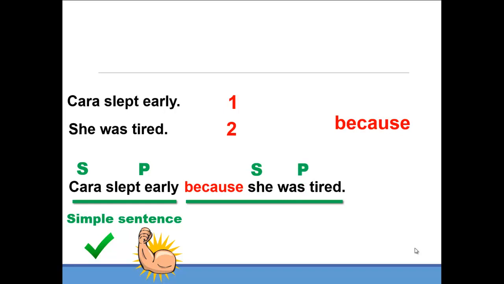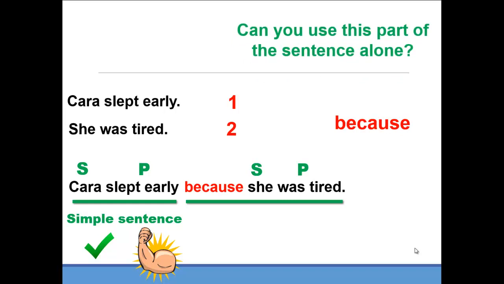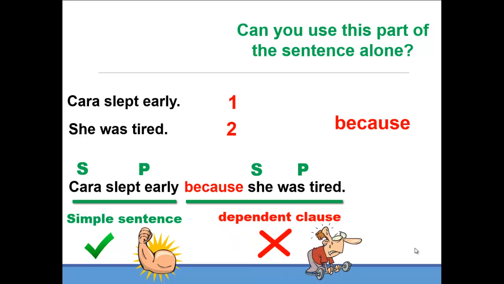But can this part of the sentence be used alone? Can you use this part of the sentence alone? Because she was tired. What happened? I don't know. Repeat it in your mind. Because she was tired. Can you use this part of the sentence alone? Does it make sense? No, it doesn't. It cannot be used alone. So it is a dependent clause.